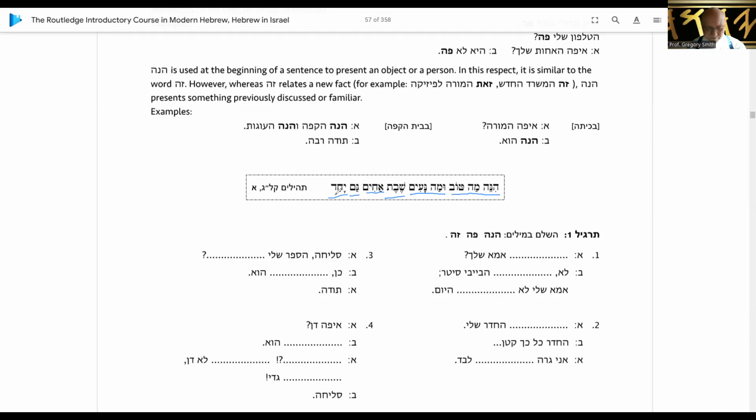Yeah, together. Gam yachad is like also together and also together. Brothers, they're also together. Okay, so that's how that looks.